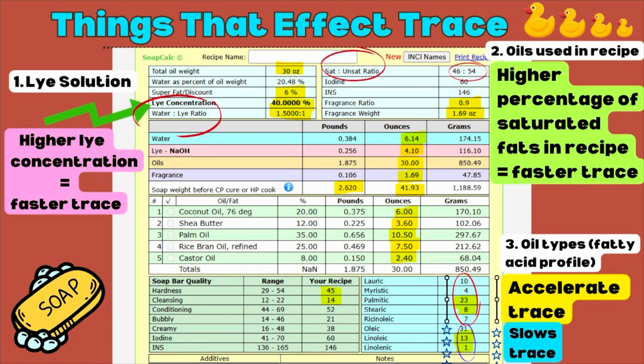And as you see, I have circled the ones in red are the ones that accelerate trace. So those are your saturated ones. And the ones that are circled below that and with the stars are your softer oils, and those are going to slow down trace. So it's really helpful to be able to read and understand SoapCalc, because that's going to tell you in a nutshell what your soap recipe is going to do, whether it's going to move fast or slower. And you can adjust it as needed as well if you know how to use SoapCalc. And again, I have a great video on that, and I'll list it below in the description.